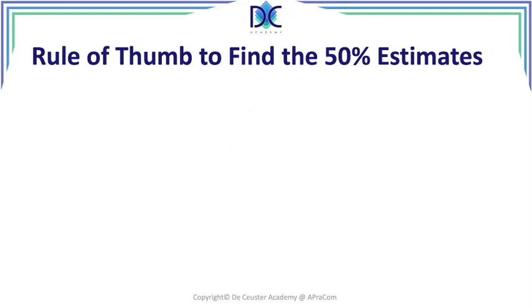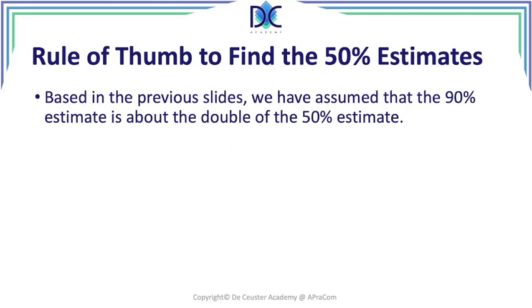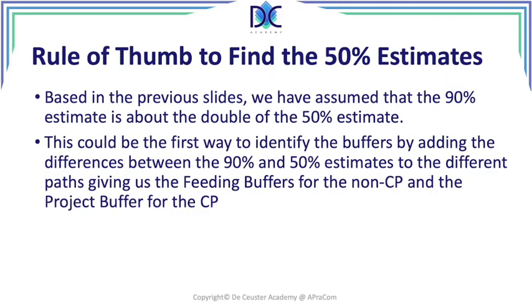So let's have a look at the rule of thumb to find the 50% estimates. Now, we assumed that the 90% estimate is about double the 50% estimate. This could be the first way to identify the buffers, by adding the differences between the 90% and the 50% estimates. For example, we said that the 50% estimate was half of the 90% estimate, so that could be a first rule to find it, but we can find a better way.